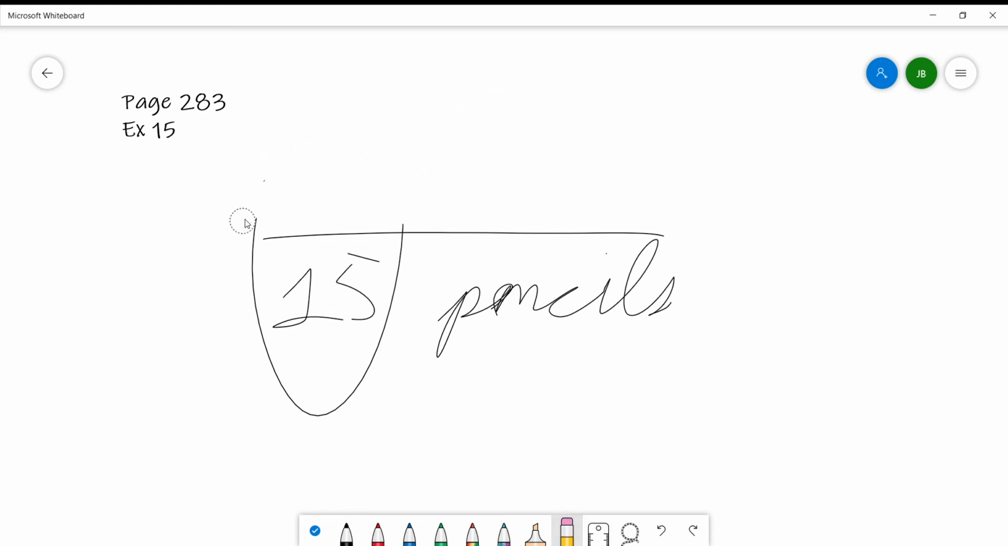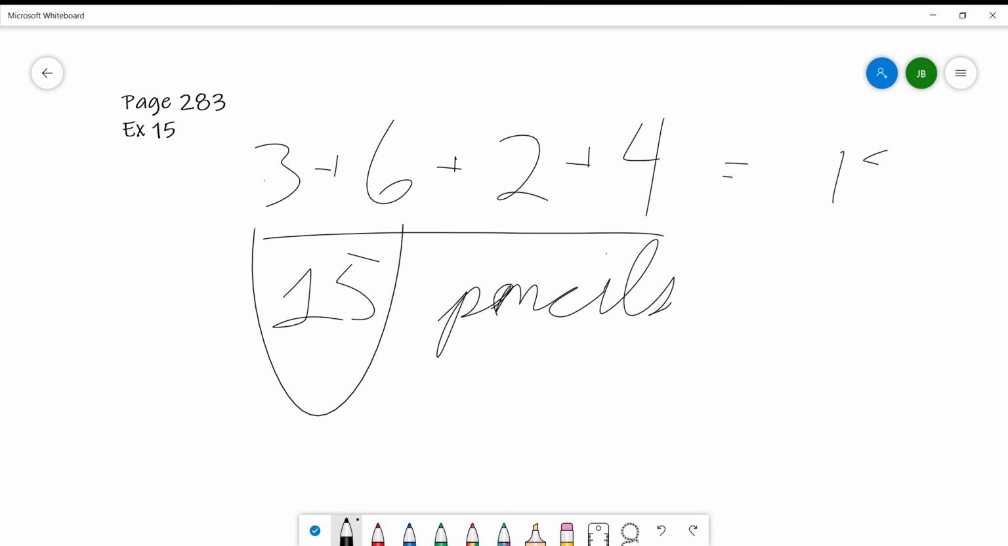Let's look at that. They should. All of your probabilities need to add up to 1. Otherwise, you did it wrong. I promise. 3 plus 6 plus 2 plus 4 equals 15 out of 15. They should add up to 1. Always, always, always.